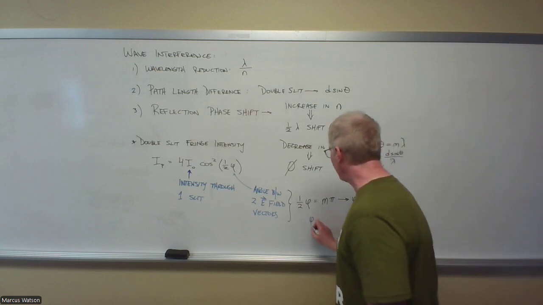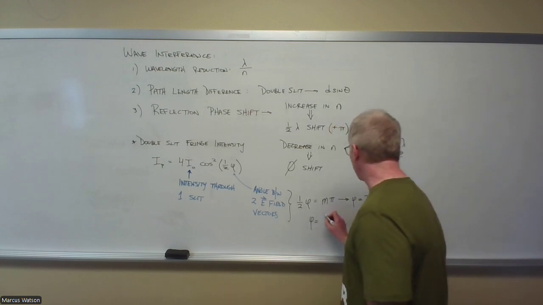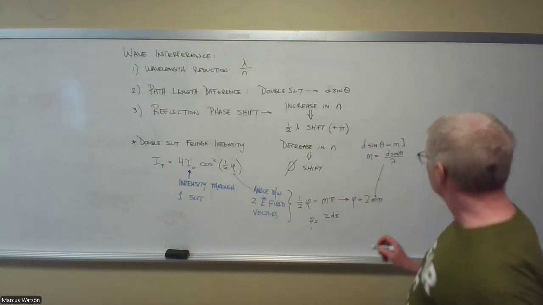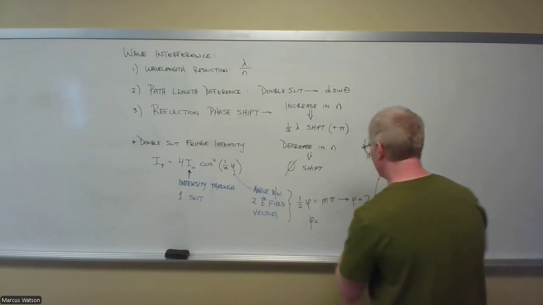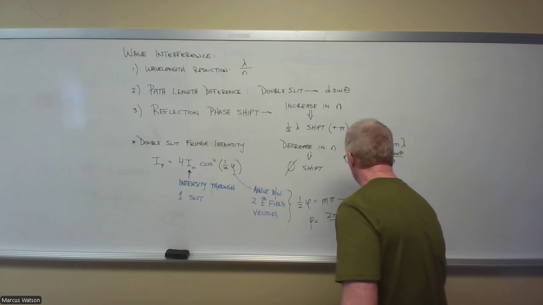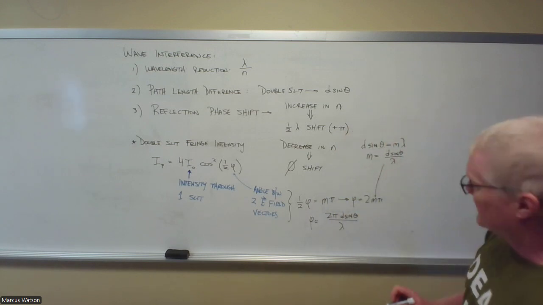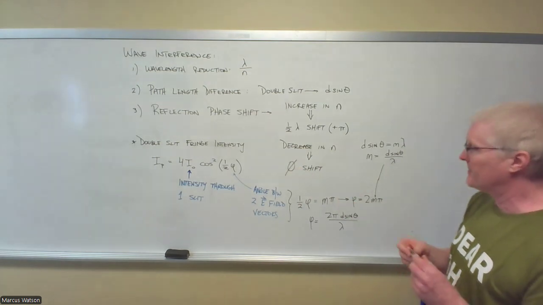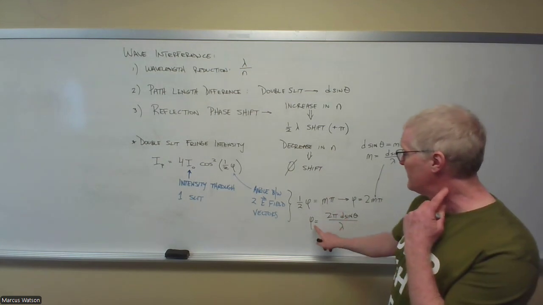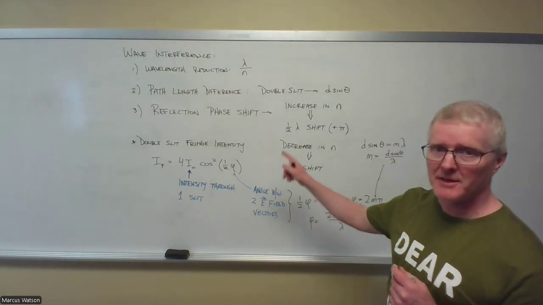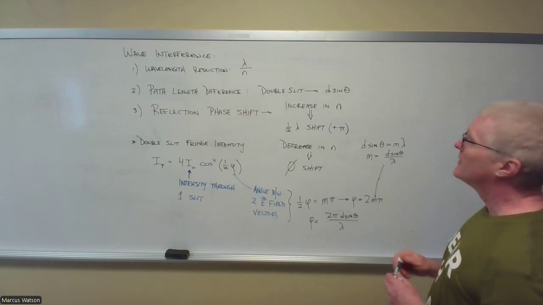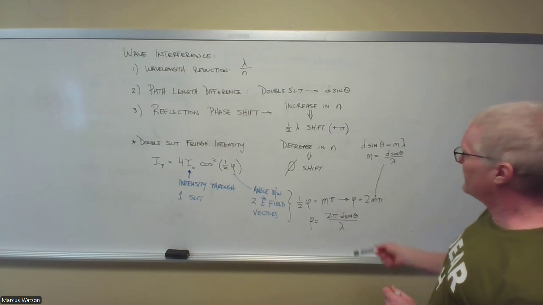Right? And therefore my phase angle in here looks like 2 pi times d sine theta over lambda, which is a way to think about the maximum, the angles to the maximum. So this will give you the relative phase angles between maxima in the double slit experiment. Good times.